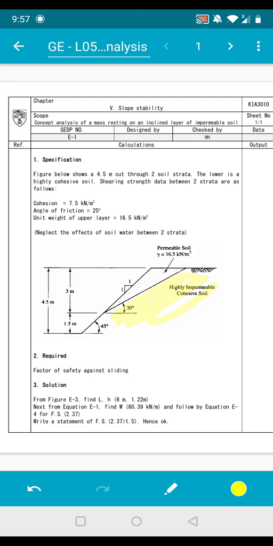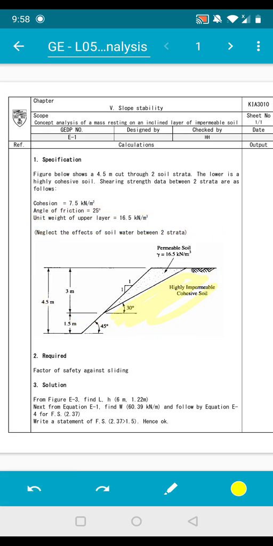The cohesion is given as 7.5 kilonewton per meter square. The angle of friction is 25 degrees. And the unit weight of the upper layer is 16.5 kilonewton per meter cube. There's an assumption to neglect the effect of soil water between the 2 strata. As mentioned before, if soil water exists, then this approach is not valid, so you have to check on this.